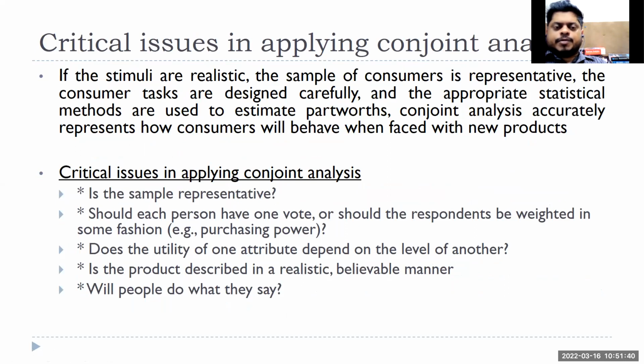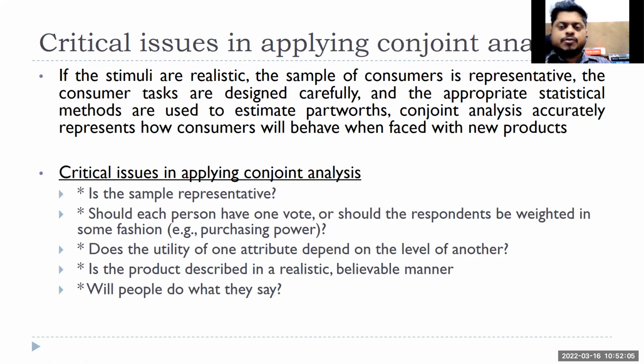Critical issues, obviously, is the sample representative? Anytime you carry out a research, any kind of study, that is the most important question you have to ask: whether the respondents who are taking that study, conjoint or any kind of study, are representative of the overall population, right? Then the next interesting question is, should each person have one vote or should the respondent be weighted in some fashion?